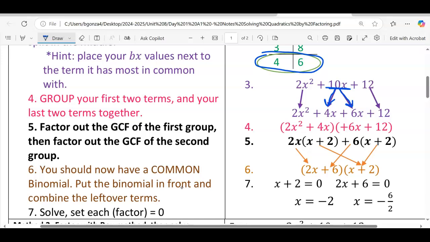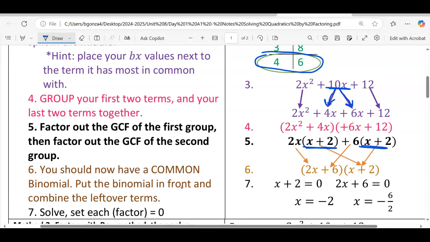We're done. Good. Okay. And then over here, 6x and 12. What goes into 6 and 12? 6. And when you divide it out, you get x plus 2. Now this is very important. Look, these two, if you do it right, are going to match. Do you see how the parentheses x plus 2 and x plus 2 are the exact same? If you've done it right, those will match.